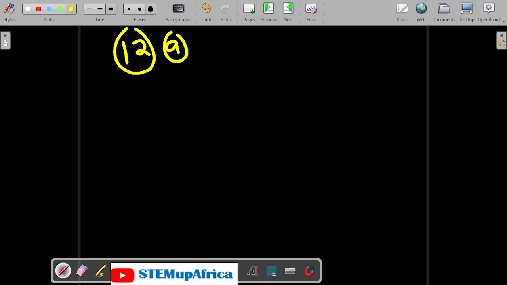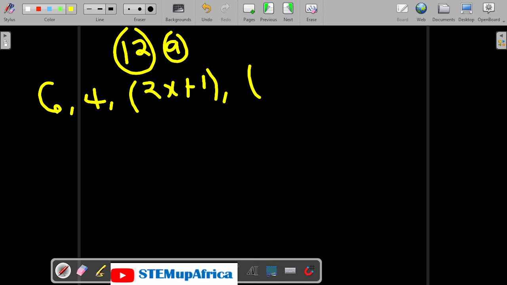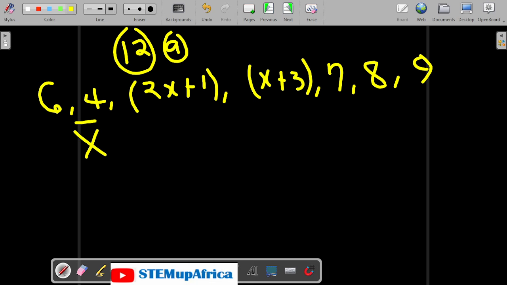So the numbers are 6, 4, then we have 2x plus 1, x plus 3, and 7, 8, 9. Then the mean x bar is 11. I'm going to calculate the mean directly first without arranging them in ascending order.